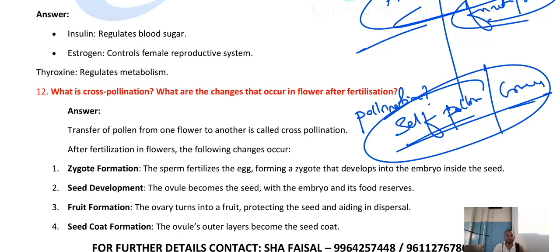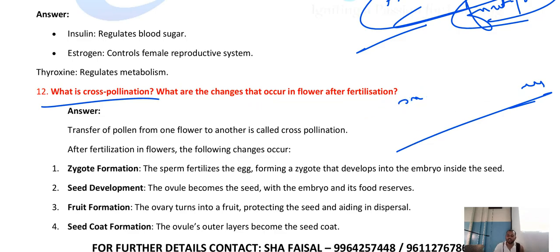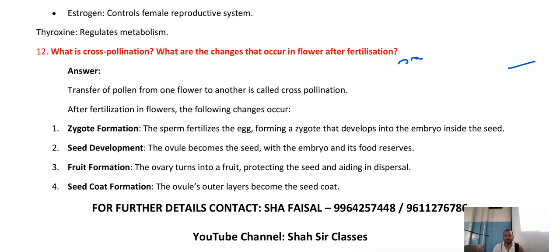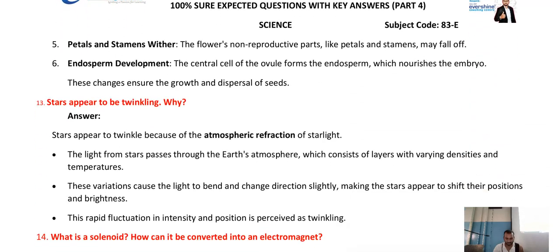Difference. Now here what is the question? What is cross-pollination? What are the changes that occur in the flower after fertilization? After fertilization, what are the changes that will take place in the flower? Are you getting, children? So I have given the steps here. What do you mean by cross-pollination and what are the changes that will occur? You just go through it.